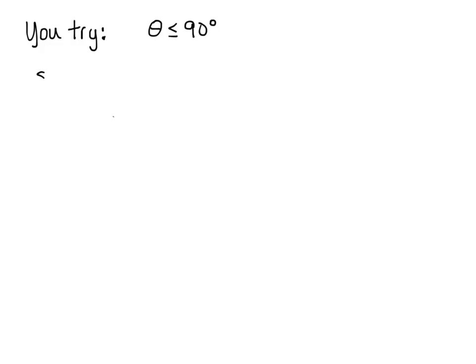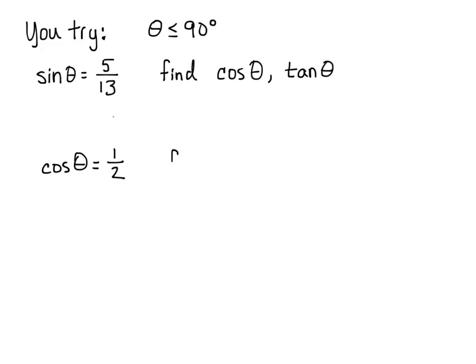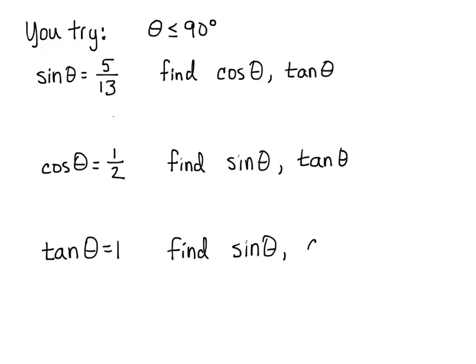So you try this. All these angles are going to be less than 90. And I'll talk later about what happens when the angle is greater than 90. So I want you to find the other 2 functions that I'm talking about, given that first the sine of theta equals 5/13, and then the cosine equals 1/2, and then the tangent of theta equals 1. So find sine and cosine.